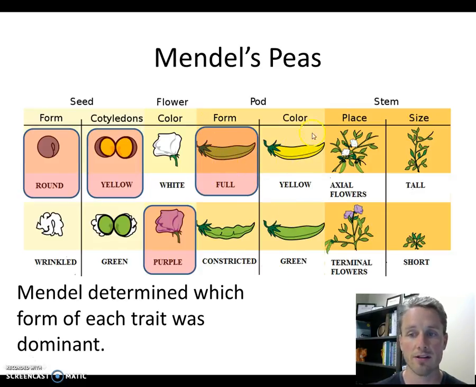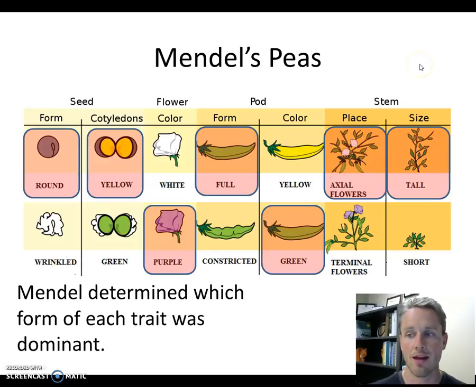He looked at the color of the seed pods. There, green is dominant. He looked at the placement of the flowers, whether they're axial or terminal at the ends. He found that axial was dominant. And then for the size of the plant, he found that tall plants were dominant. So again, the point I want to make here is there was no way for Mendel to predict which of these traits would be dominant or recessive. He had to do an experiment to determine that.